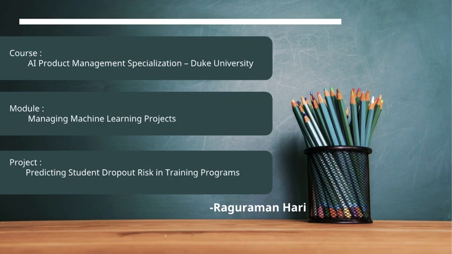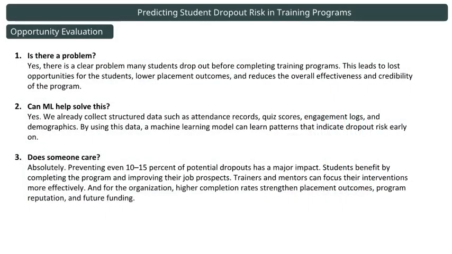My final project is on predicting student dropout risk in training programs as part of the AI Product Management Specialization at Duke University. In this presentation, I'll walk through the opportunity, business understanding, solution validation, system design, potential risks, and conclusion. Let's begin with opportunity evaluation.